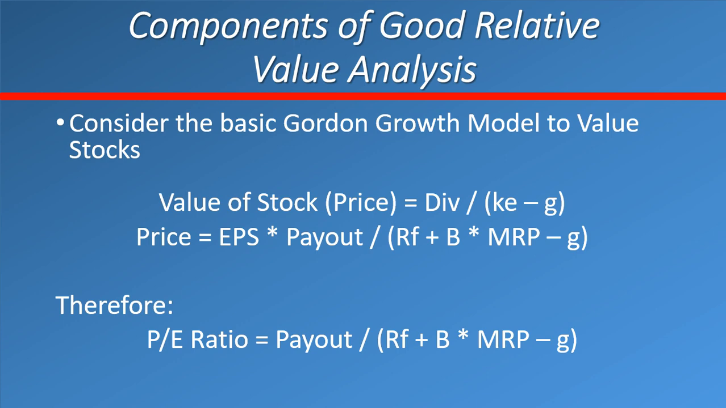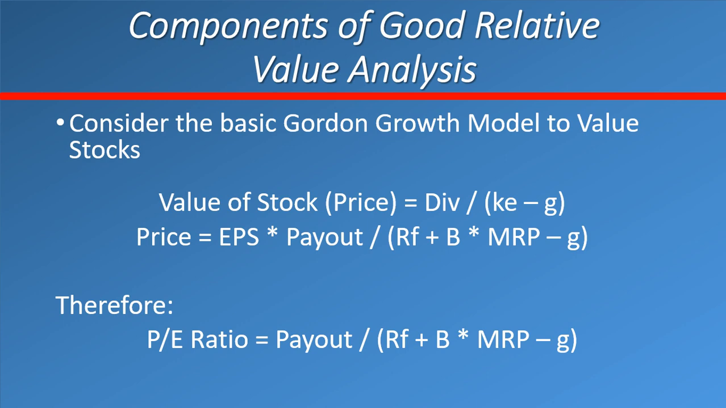PE ratios were very, very low in the early 1980s when interest rates were very high. PE ratios dropped dramatically in 2008, 2009 when risk increased dramatically in the stock market, when the market risk premium increased dramatically. And it is true that firms with high betas have low PE ratios and firms with low betas have high PE ratios. And it's true that firms with high growth have high PE ratios and firms with low growth have low PE ratios. All of that is in the formula together.